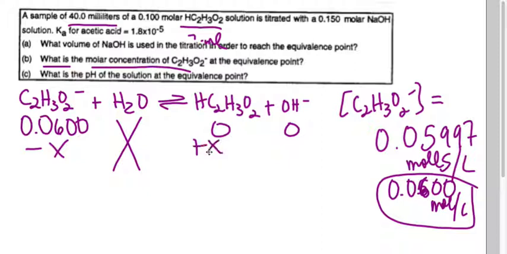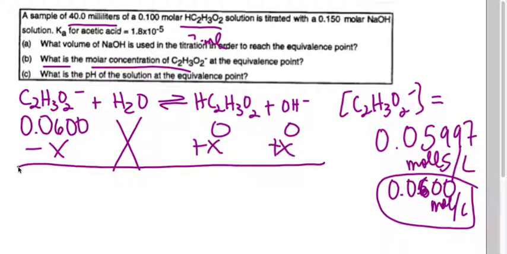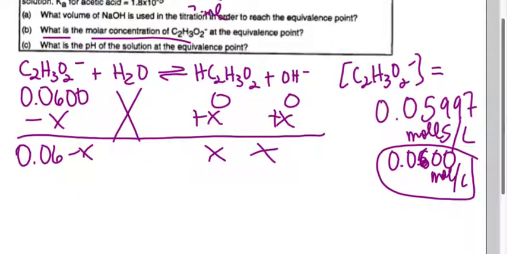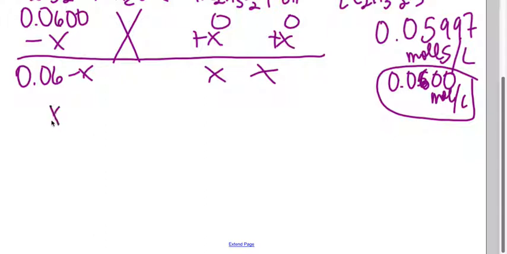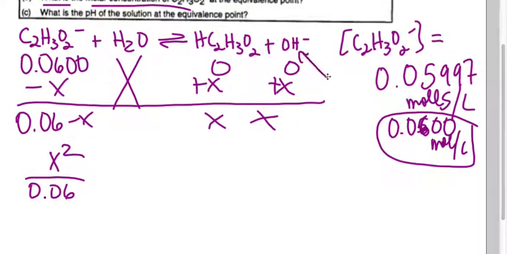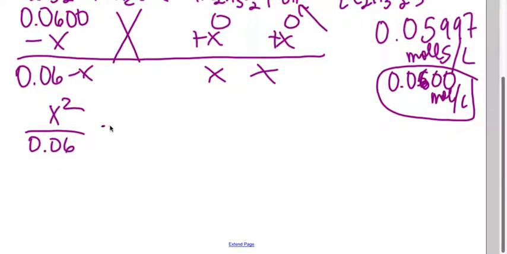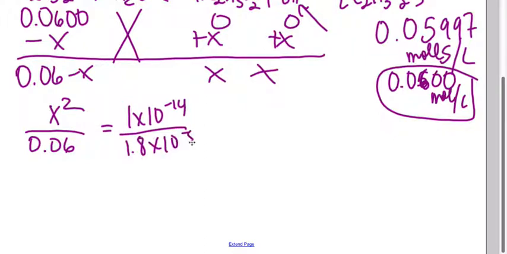Minus X, plus X, plus X. So we get 0.06 minus X, X, and X. So we get X squared over 0.6, but we have a problem. And yeah, they give us a Ka. If you notice in your reaction, we got the Kb of that conjugate of the acetic acid. So we actually need the Kb. So I'm just going to go ahead and set it up so the graders know I did my conversion. 1.8 times 10 to the negative 5th.